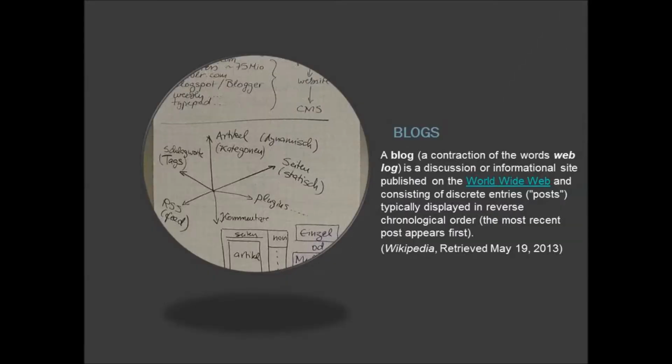A blog, a contraction of the words web and log, is an informational or communication site on the internet containing posts which are usually presented by one person but may also be collaborative.